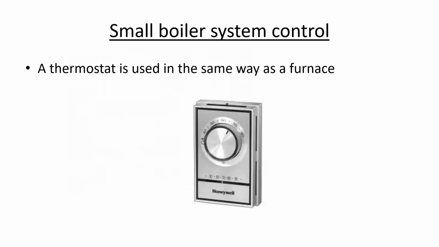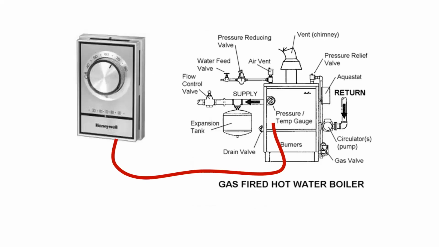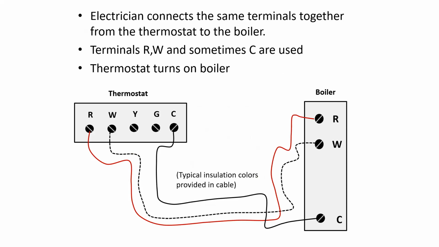Small boiler system control. Well, we already know that a thermostat is used in the same way as what we would see in a furnace. We would have a low voltage wire that would connect the thermostat back to the boiler, and we would use terminals R and W. Now, of course, a standard thermostat has more than just R and W, and so those Y and G terminals would simply not be used if we were connecting to a boiler. And on the boiler itself, the only terminals that we would expect to be utilizing are R, W, and C.